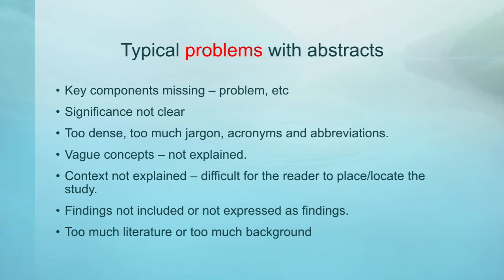Okay, typical problems with abstracts. The main problem is if there's a key component missing, particularly the problem, and leading on from that, if the significance is not clear. If it's too difficult to read, too dense, with too much jargon and too many acronyms and abbreviations so that meaning is lost. If concepts are vague, not explained and not specific enough. I know it sounds like a contradiction to say don't be too dense and specific, but don't be too vague. And hopefully I'll show you in an example.